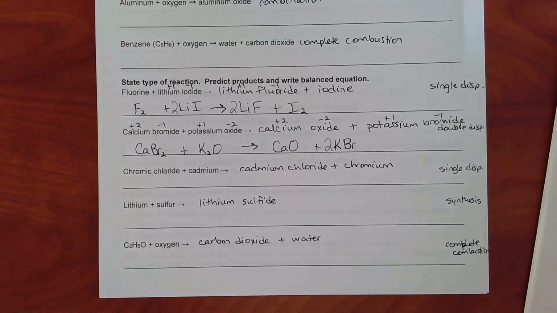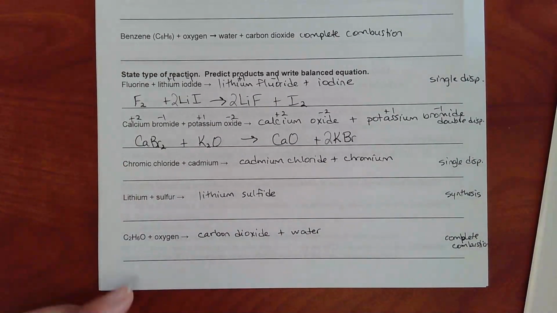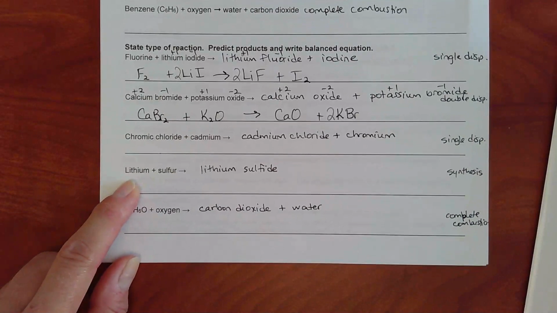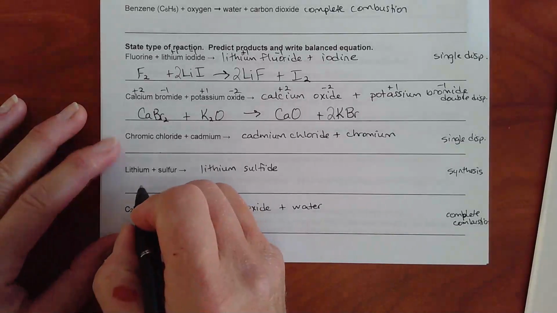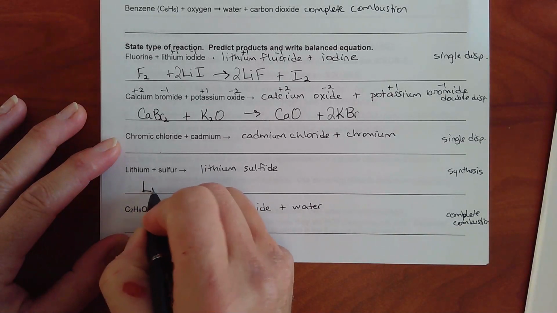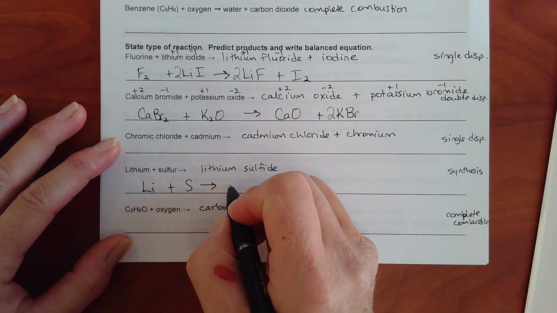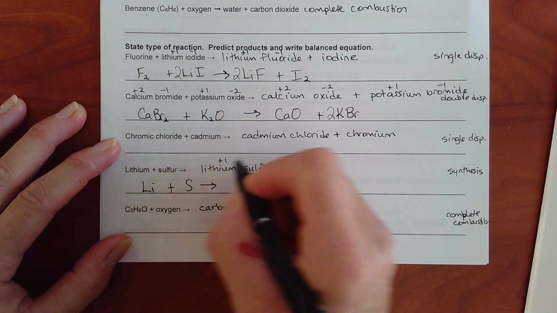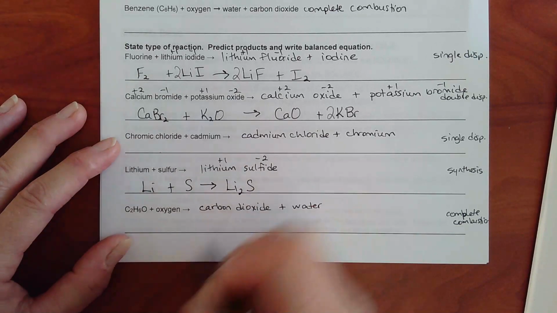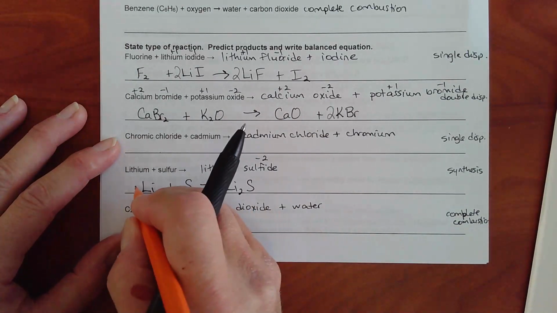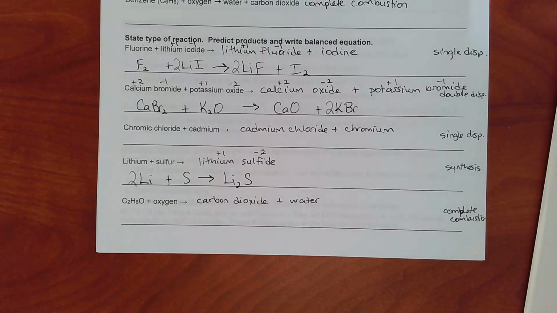All right. Let's skip this next one. You can do that one on your own. Let's go to lithium plus sulfur. Both of those are written as how? Lithium and sulfur. Li plus S yields, what are the charges? Plus 1 and, so what's it going to be? And so then what do you do to balance? 2 in front of Li. All right, do the last one on this page.